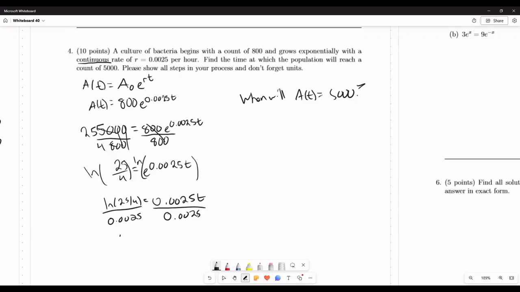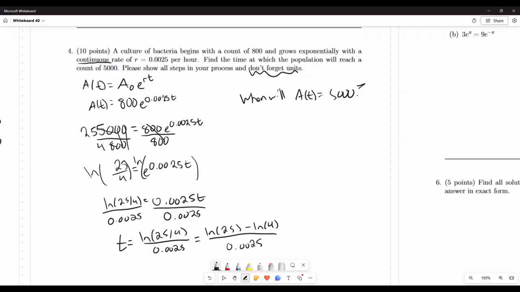If you really wanted to, let me write this out. t equals natural log of 25 over 4, over 0.0025. And if you wanted to, you could even write that as natural log of 25 minus natural log of 4, using some log rules. I don't know if I'd expect you to do that, but it's kind of nice. Leaving a decimal in the denominator is usually bad form, but I don't necessarily need you to clean that up.